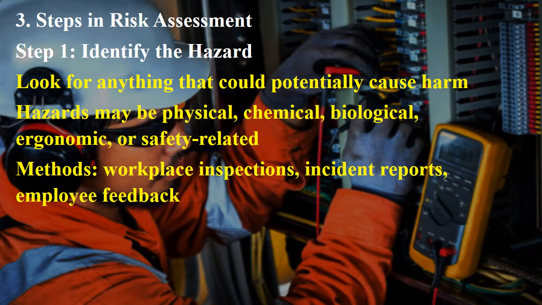Steps in risk assessment. Step number 1. The first thing is we must identify the hazard. Look for anything that could potentially cause harm. Hazards may be physical, chemical, biological, economic, or safety related. The methods involved in identifying the hazard: workplace inspection. We can inspect the workplace to identify hazards. We can go through incident reports, and we can also get employee feedback to identify the hazards present in a workplace.